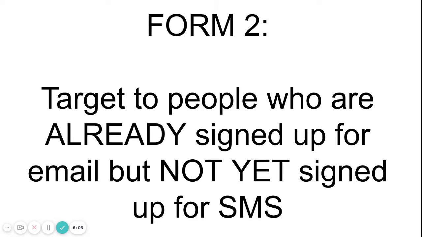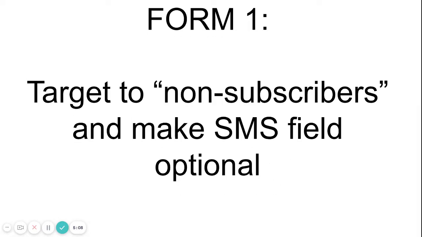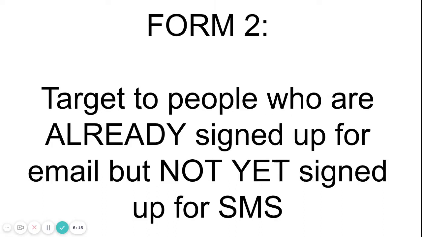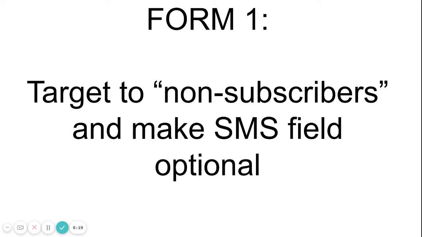So what's going to happen is, let's say they sign up and they don't put their SMS field in because you make it optional, which is a wise thing to do, by the way. We'll make a second form, right? Once they fill out this first form, you've got their email address. Now you can remarket to them.